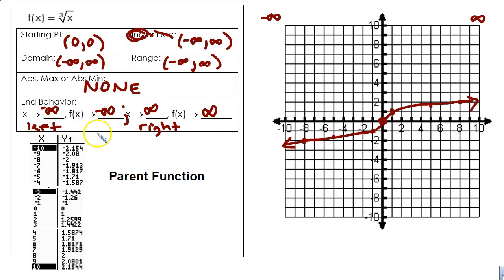With cubed root functions, we don't have to think about approaching a point. We're going to go forever to the left and right. We've just got to decide, is it up or down? And if this is reflected across one of the axes, things could change. All right, let's get one more example.